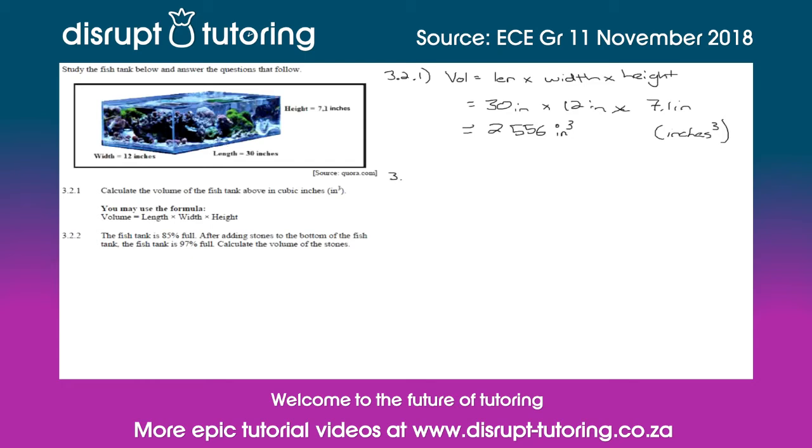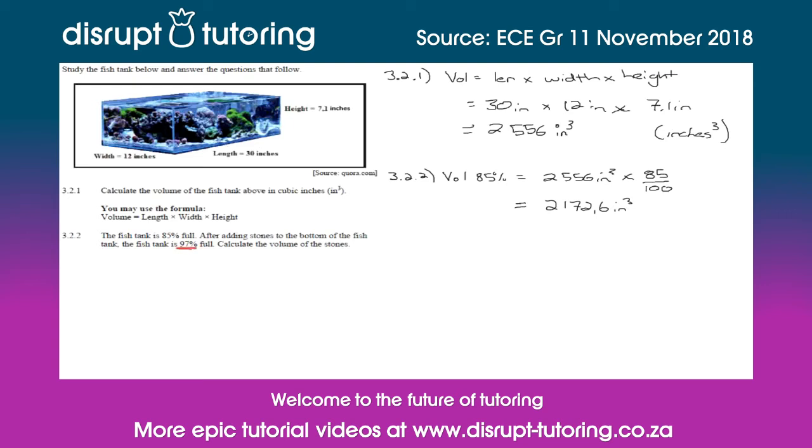So for 3.2.2, the volume of the tank at 85%. Remember, in the last question we got the full volume of the tank, so when it's full, it is 2,556 inches cubed. We multiply this by the 85%, so multiplied by 85 over 100, or you can use the percent button on your calculator, but I prefer to say 85 over 100, and this comes to 2,192.6 inches cubed. So it's the same units. That was just simply done in your calculator.